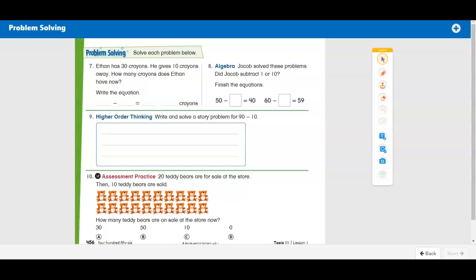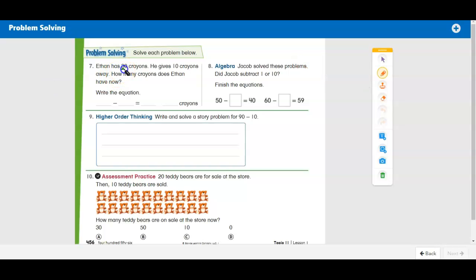We are now going to begin working on our last page of our lesson 1, 456. We are going to be problem solving. Our directions tell us to solve each problem below. Number 7 says, Ethan has 30 crayons. He gives 10 crayons away. How many crayons does Ethan have now? Write the equation to solve how many crayons Ethan has now. Use the numbers from our story problem.